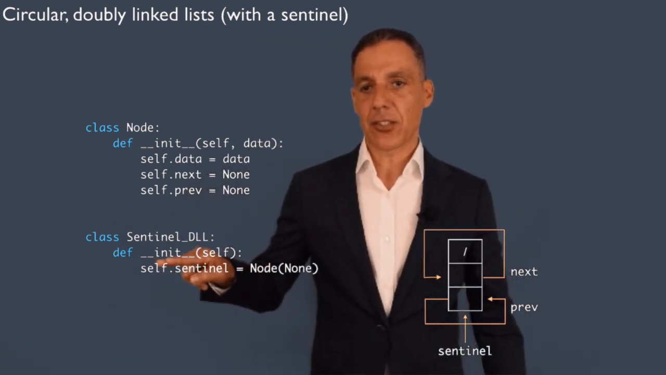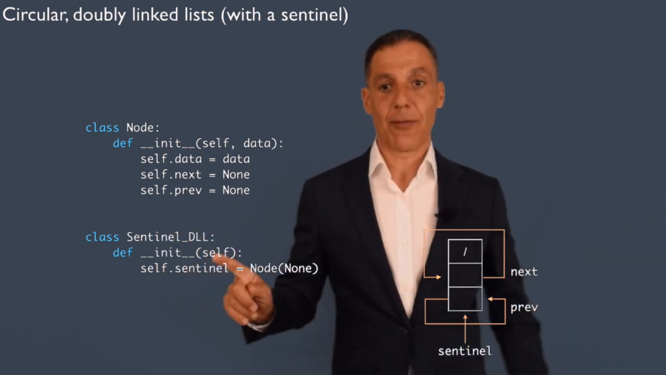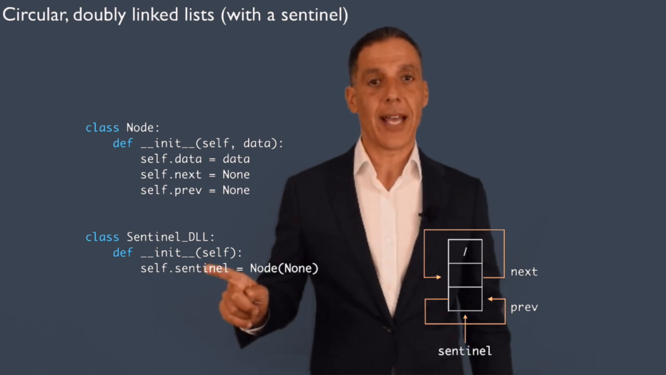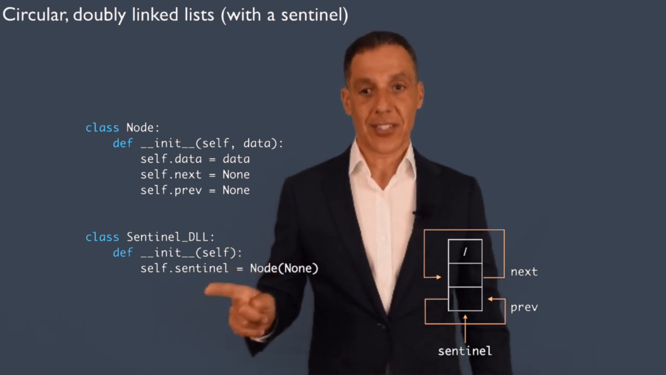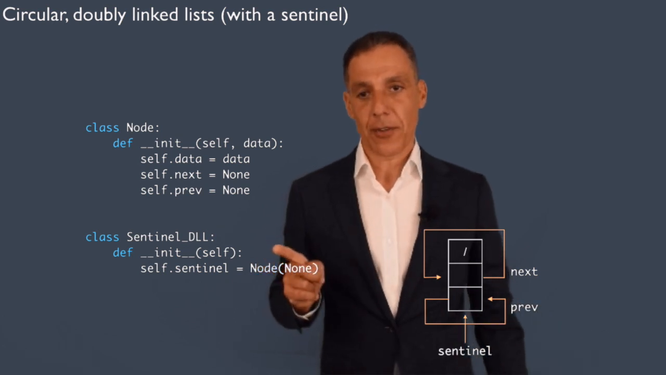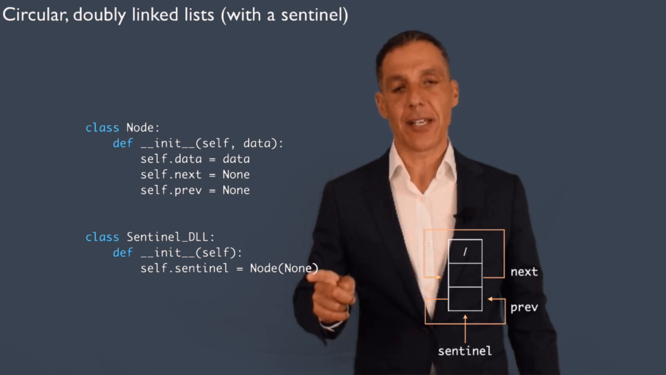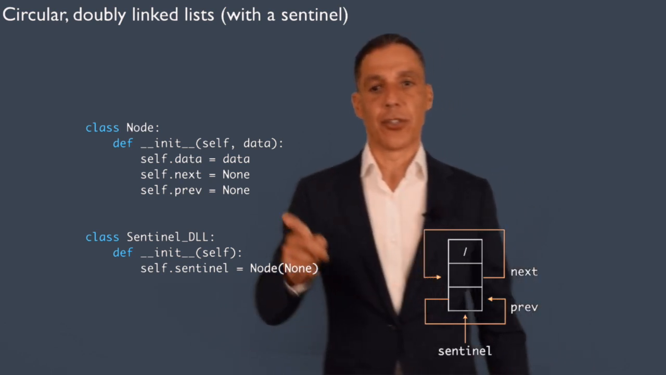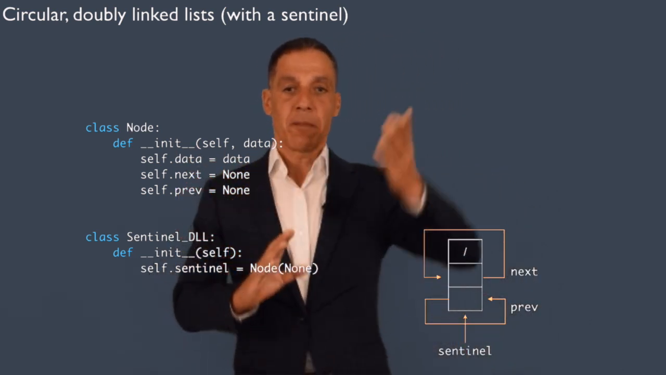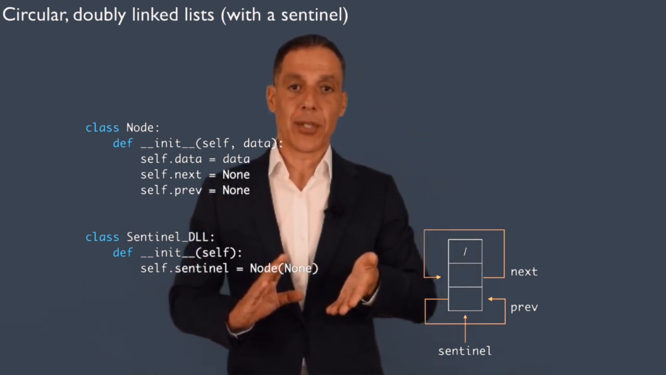So here's my constructor for the sentinel DLL. This object, the whole list, will have one data element, which is the sentinel. The sentinel itself is, of course, a node. So we're going to call the node constructor, that's this guy right here, with None in the data field. What will that return? It will return a node with None in the data field, None in the next field, and None in the previous field.